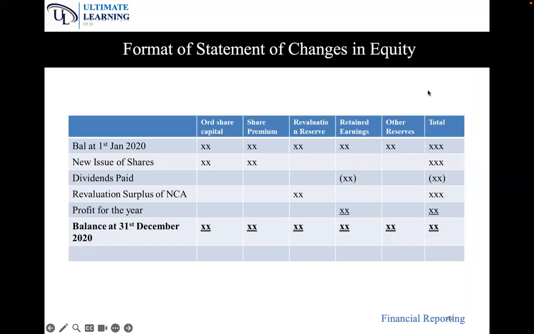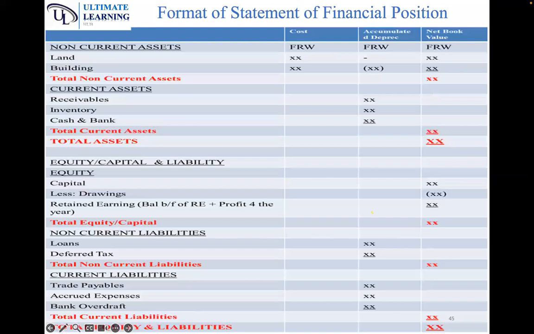Now, finally, there was the format of statement of financial position. So in this case, we said there is a standard called IAS 1, which gives the format to be followed when preparing financial statements. So according to IAS 1, the format to be followed, you start with non-current assets, followed by current assets to give you total assets, and then you list your equity and liabilities. You start with equity, you go to non-current liabilities, and then finally you go to current liabilities.